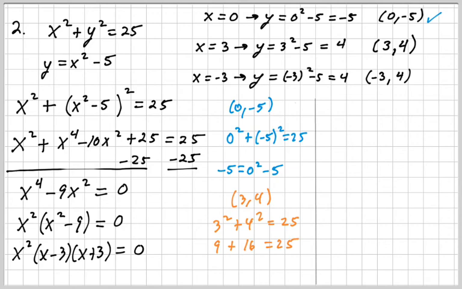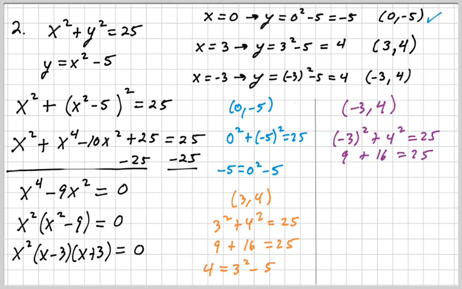Okay, now y equals x squared minus 5. So does 4 equal 3 squared minus 5? And that's true. So those two solutions work. Let's go ahead and check the last one, the negative 3 and 4. All right, so negative 3 squared plus 4 squared, that's certainly equal to 25. 9 plus 16 is 25. So that's good. And then does 4 equal negative 3 squared minus 5? That's true. That's 4 equals 9 minus 5. So all of those solutions work out.